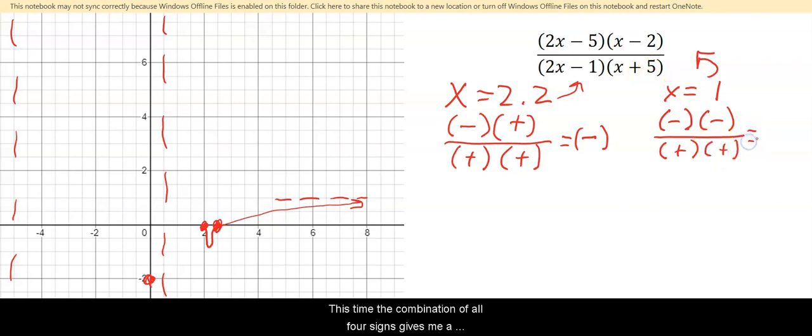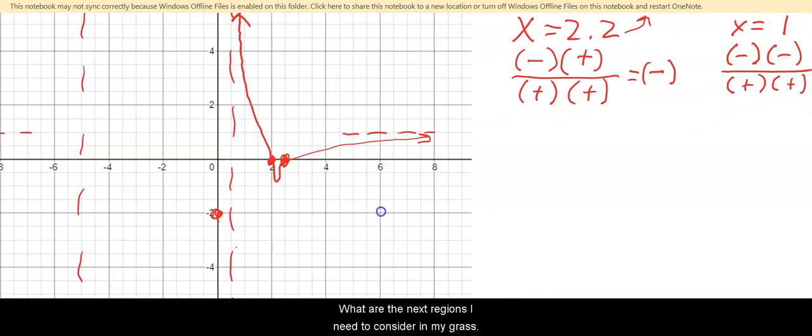This time, the combination of all four signs gives me a positive, which tells me that it crosses over the line and skims along that vertical asymptote and goes up forever. What are the next regions I need to consider in my graph?